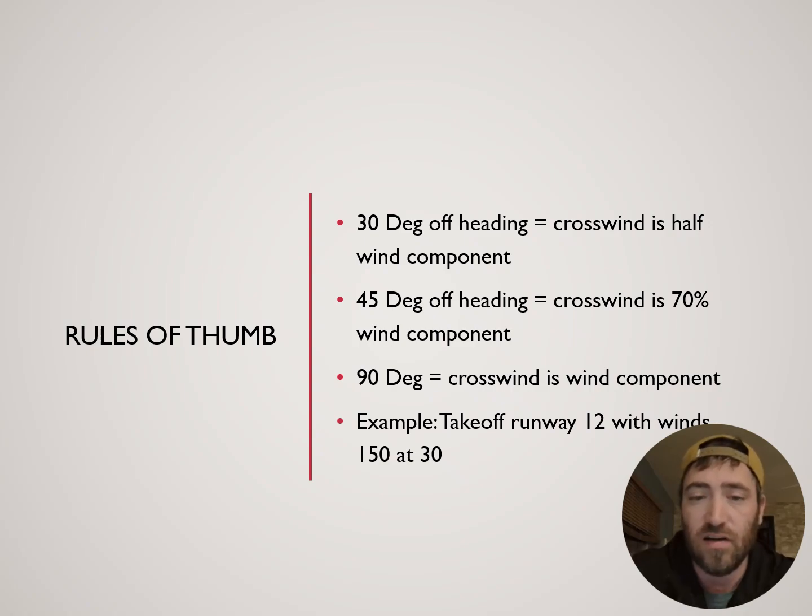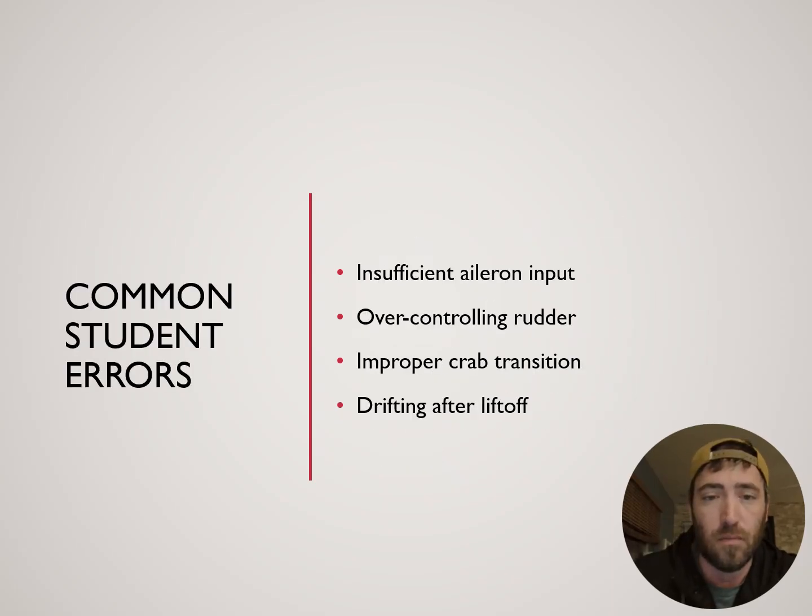So in this situation, I would give our student an example. We typically take off runway 12 or 30 at the airport I fly out of. So my example would be taking off runway 12 with winds 150 at 30. I would have the student utilize the E6B and then confirm this with the rule of thumb that we mentioned before.